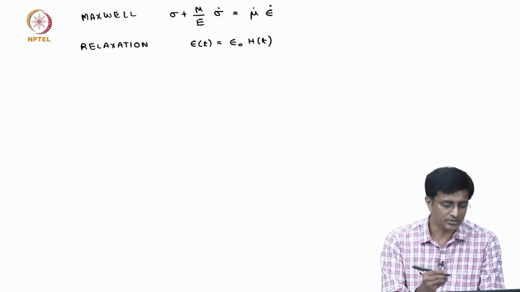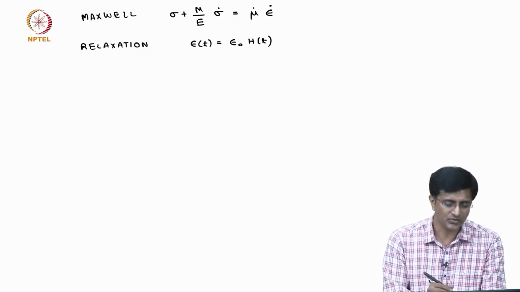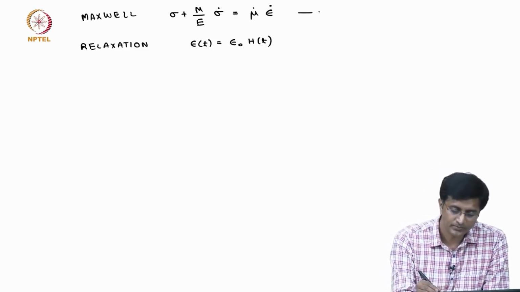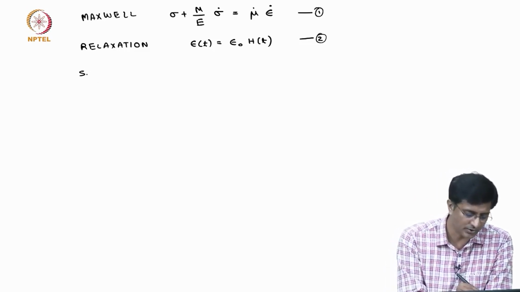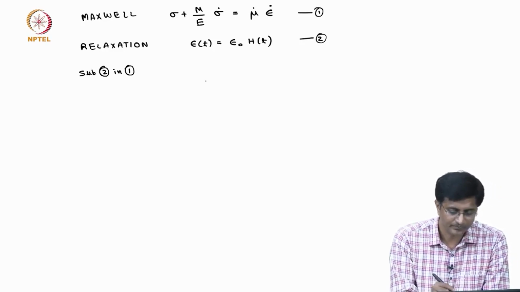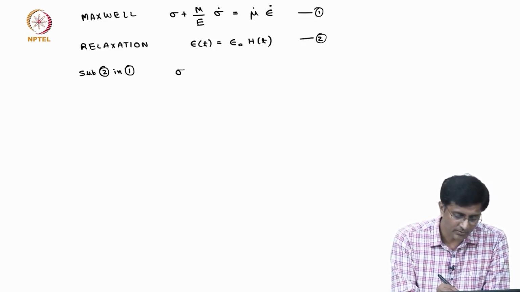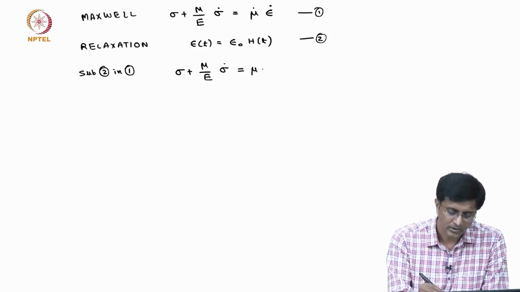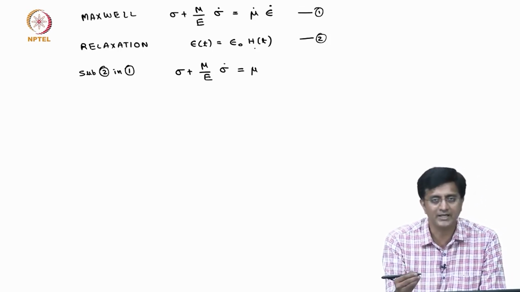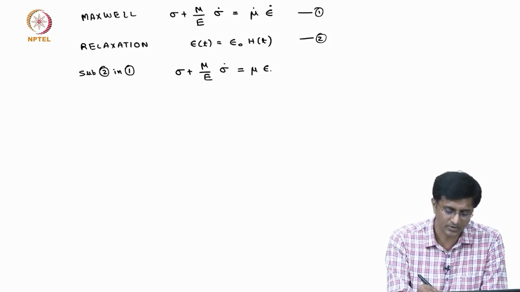Now, let us substitute this relaxation function into the Maxwell model. So, let us again give these numbers 1 and 2, we are substituting 2 in equation 1. That should give us sigma plus mu by E times sigma dot equals mu times the derivative of the Heaviside function, which is the Dirac delta function. So, it will be simply epsilon naught times the Dirac delta function delta of t.